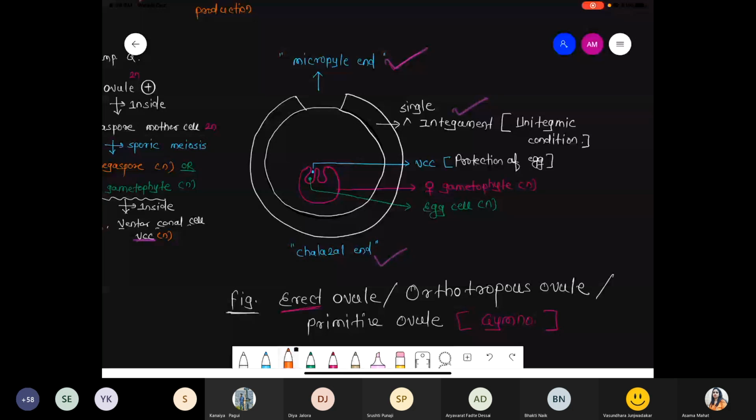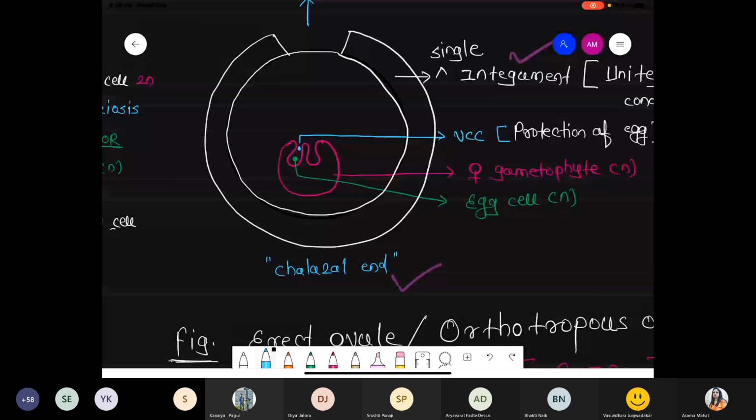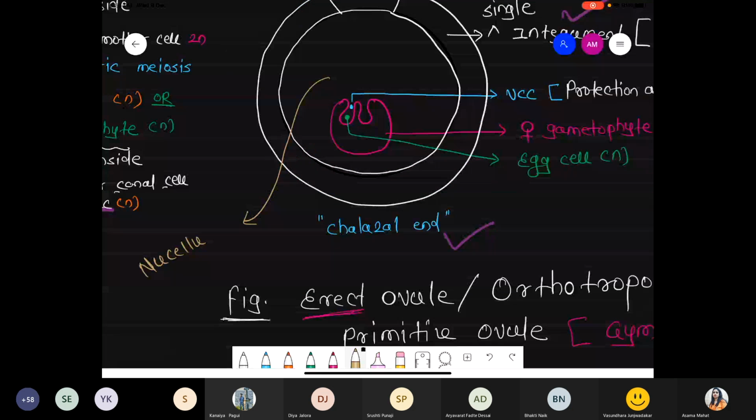Rest of the portion, this portion, these are called the cells of the nucellus. The nucellus cells are diploid in nature. What is the meaning of the nucellus? Inside the ovule, दो parts present होंगे. One part is the female gametophyte, another part is the nucellus. Female gametophyte is haploid in nature, while nucellus is diploid in nature.